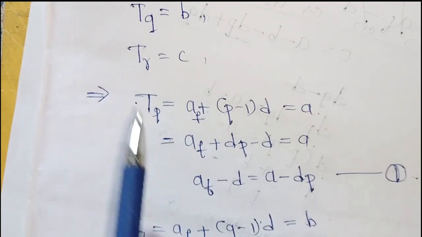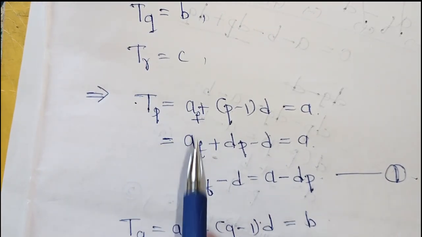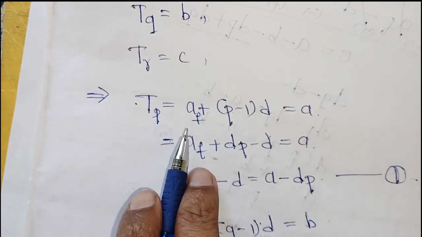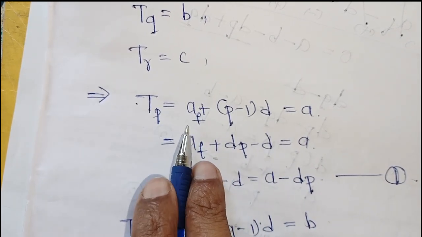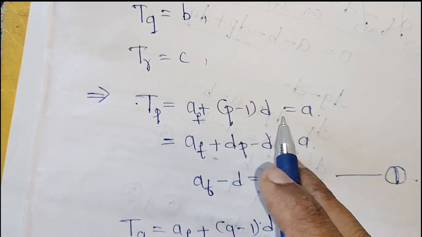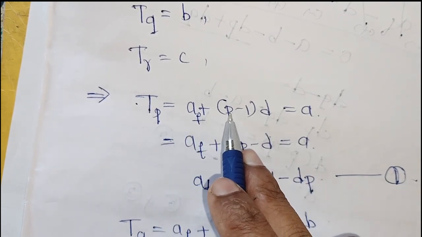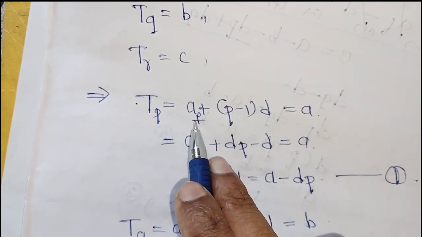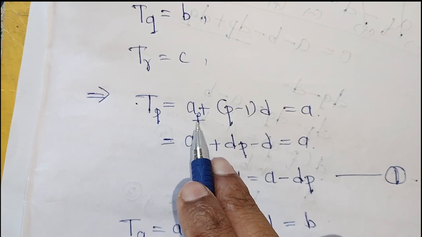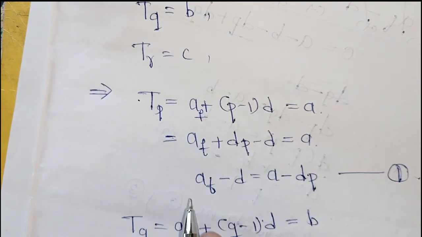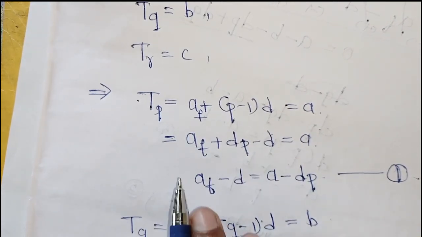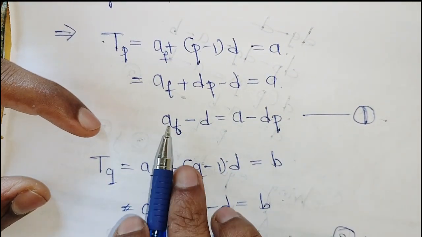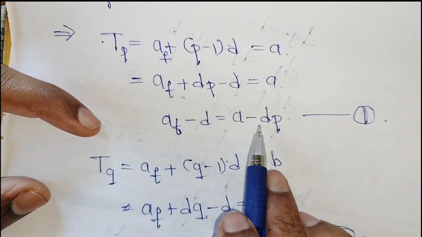The data given is the term of p, which can be substituted using the arithmetic progression formula, that is, the term number n is a plus n minus 1 into d. Here n becomes p, so p minus 1 into d. Here the first term is taken as af, where f stands for first. Solving this, we get equation 1, that is af minus d equals a minus dp.